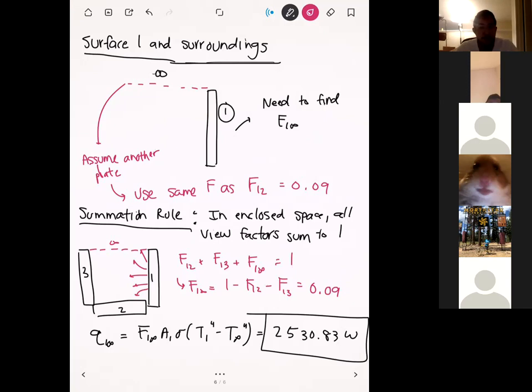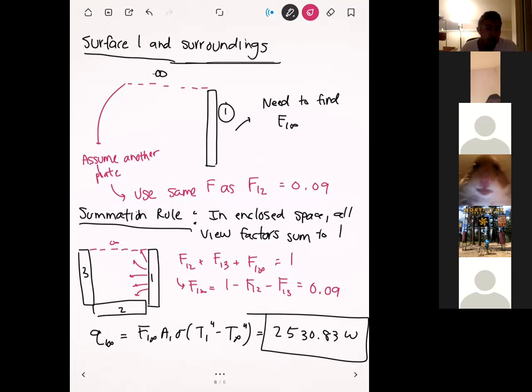All right. And the first part where you made the assumption, is that just if you want to make it go quick instead of using the summation rule? Yeah. So you can do either way in this case. If you draw that imaginary plane, in this case, it's exactly the same as another perpendicular plate. And so you can use basically the same formula as F12, which gives you the same answer.